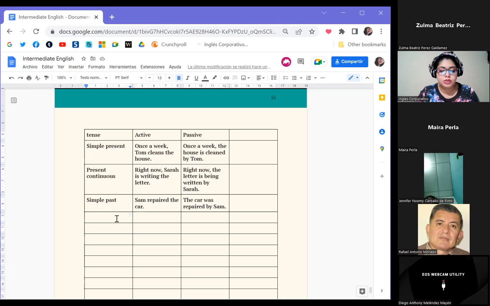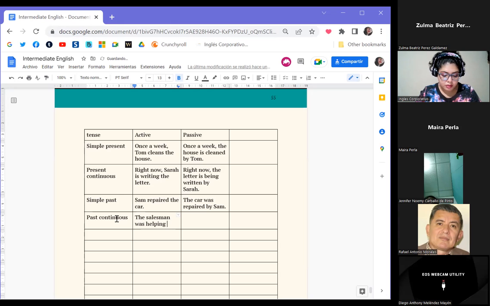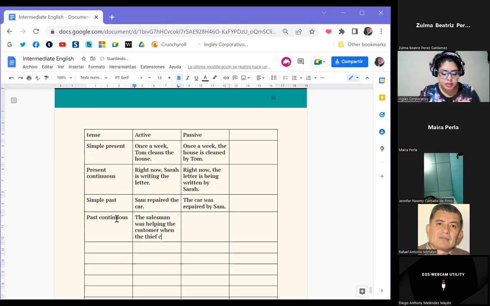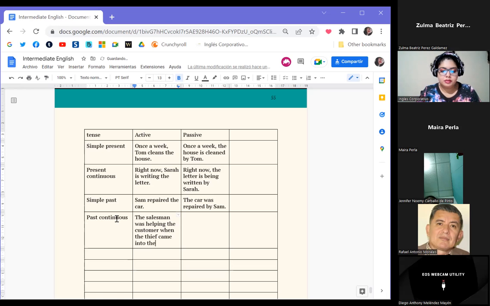Then we have the past continuous. And we have the salesman was helping the customer when the thief came into the store. So in the passive we have the customer was being helped by the salesman when the thief came into the store.